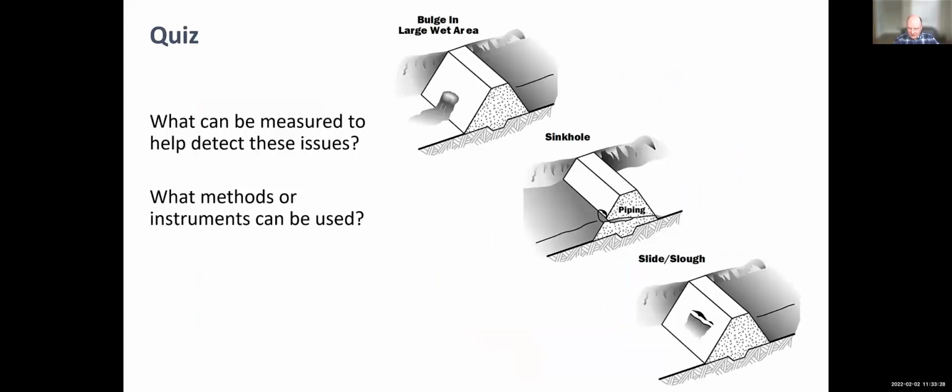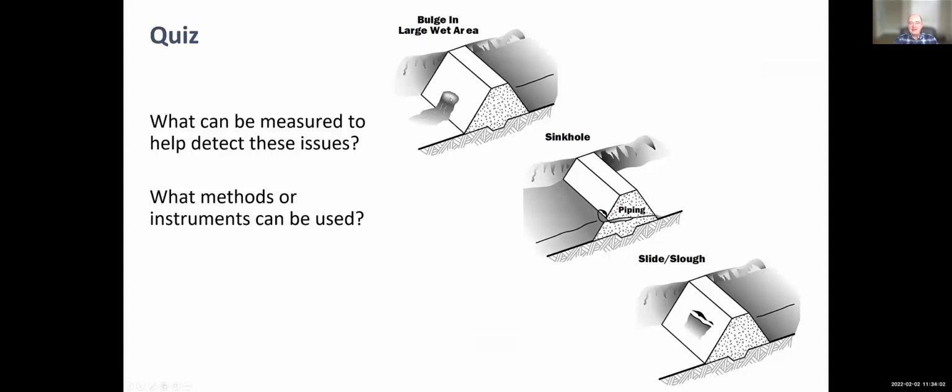So I have a kind of little quick mental quiz. What can be measured to help detect these three issues? These are all pretty common issues. What instruments would we use? And you think about it, well, the first instrument you're using is your eyeballs. Maybe you need to have glasses with those eyeballs to enhance their ability. You're going to use visual inspection.